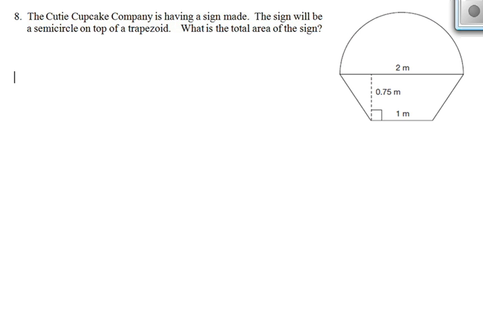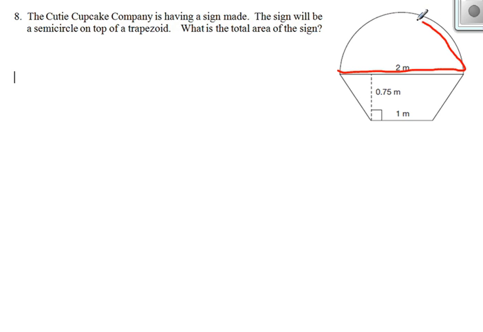It says the Cutie Cupcake Company is having a sign made. The sign will be a semicircle on top of a trapezoid. What is the total area of the sign? So this is another composite shape question. And to deal with composite shape questions, you want to sort of visually cut them up into their pieces.